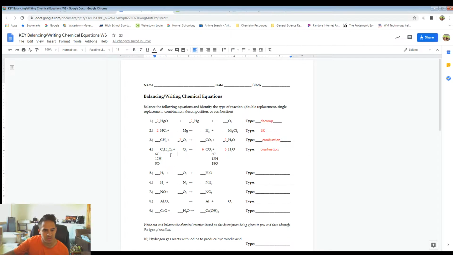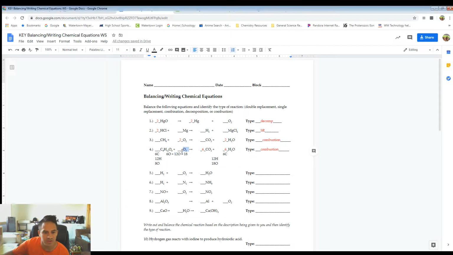So basically we need to have 6 oxygens plus some other number of oxygens equals 18. Okay, that's what we need to do, right? We have 6 here plus some number here. So this needs to be 12. 6 oxygens plus 12 oxygens will give us a total of 18.